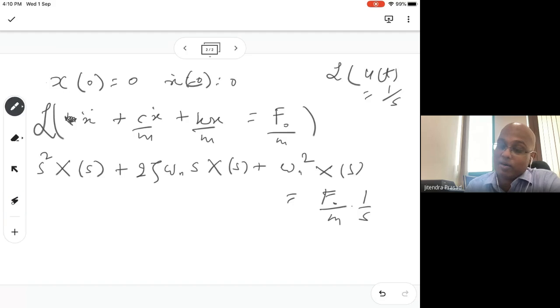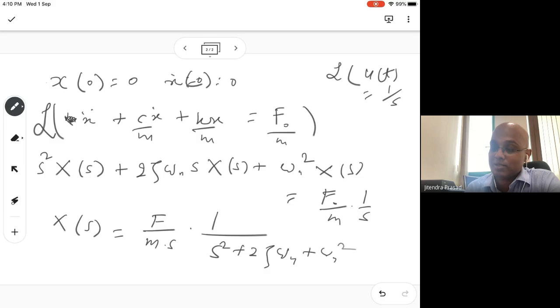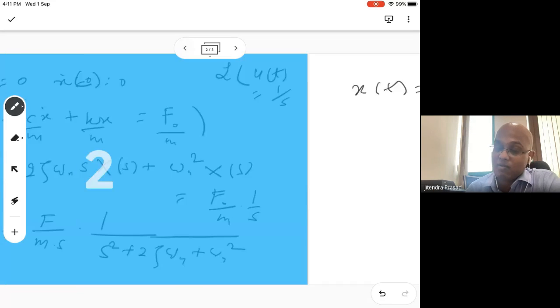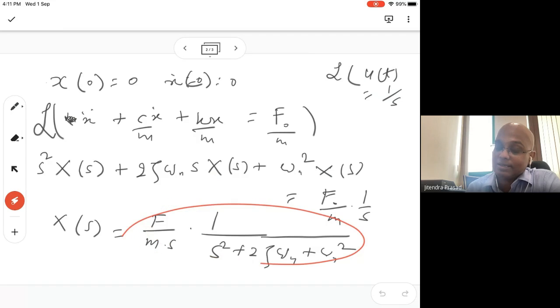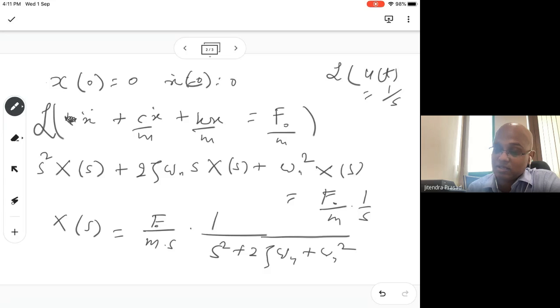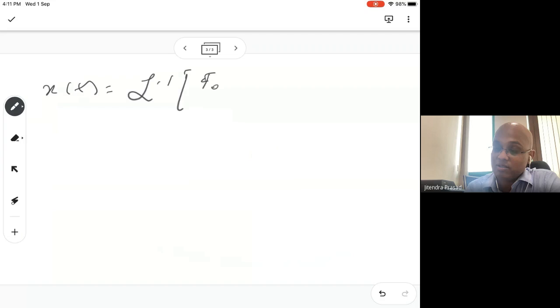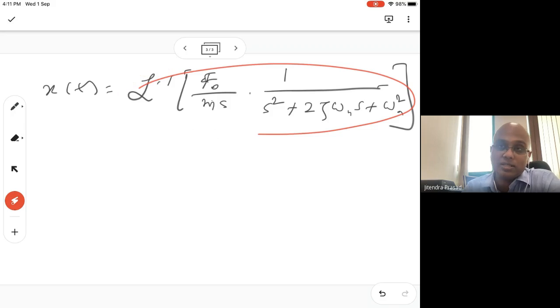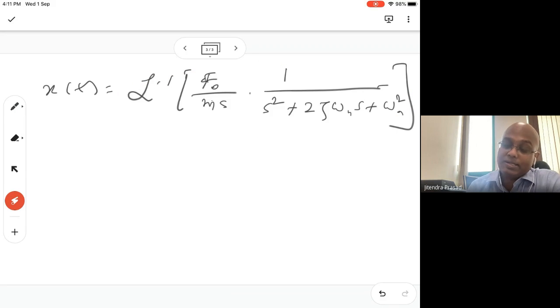Accordingly we can find X(s) equal to F naught over m times 1 over s times (s square plus 2 zeta omega n s plus omega n square). Then we take the inverse Laplace transform to get x(t). You follow your lecture to do the inverse Laplace transform of this. You do all the simplifications required, and then you find the value of x(t).